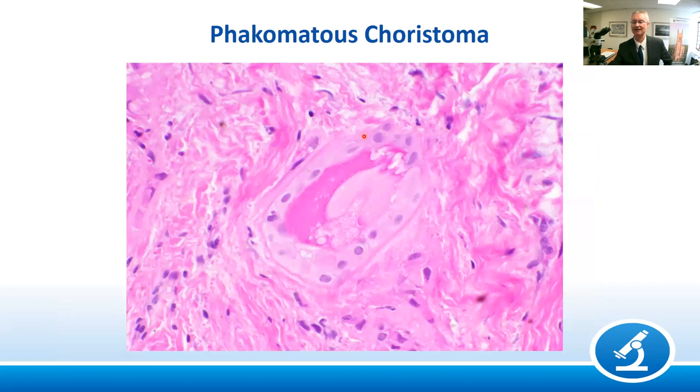This is intraocular lens type material. It's lens epithelium with lens fiber material. Phacomatous, phacoma means lens, of course. So this is abnormal lens, intraocular lens material in an abnormal location, being the eyelid. It gets hung up there embryologically and you end up with a phacomatous choristoma.